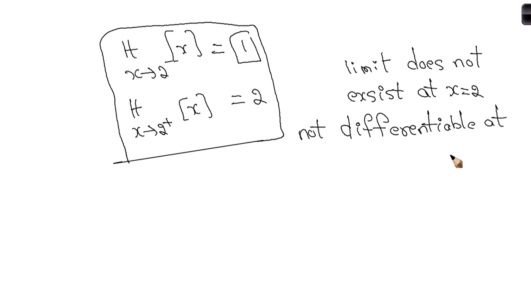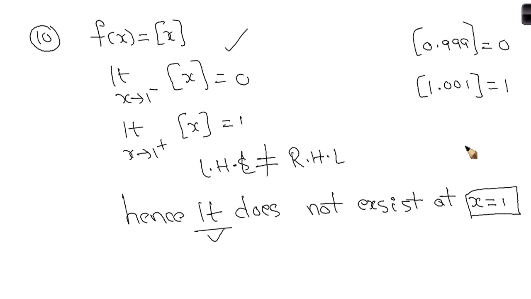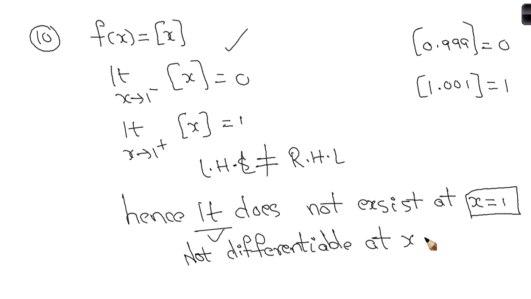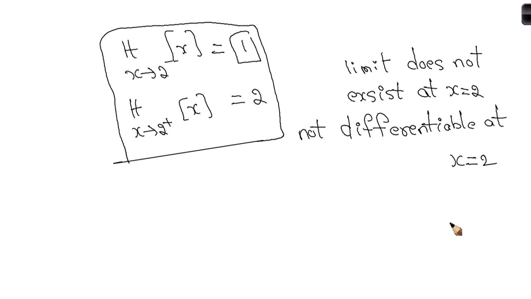Already I have proved it is not differentiable at x is equal to 1 on the previous page. Now I have proved that the limit does not exist at 2 as well. So clearly from these two pages I can say that the function is not differentiable at x is equal to 1, and it is also not differentiable at x is equal to 2.